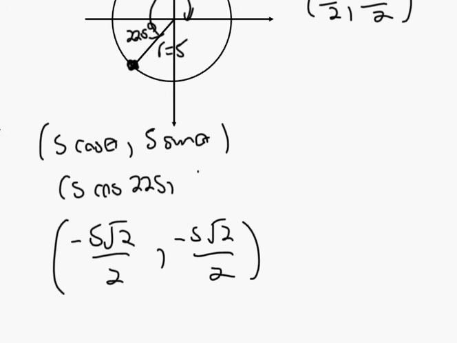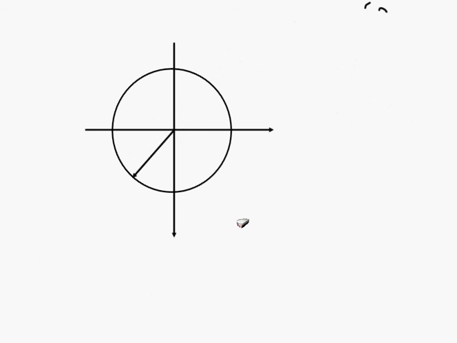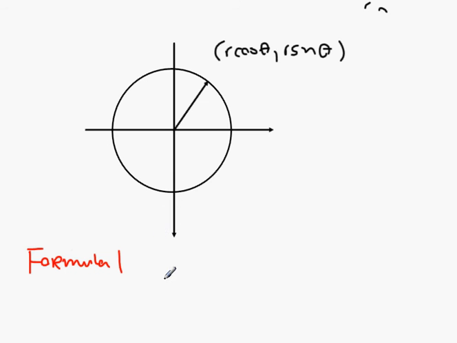Okay. Now, we're going to go back to what you're going to see here, and this is in your notes. Any point on the circle is r cos theta, r sin theta. And what we're going to be asked to prove, this is formula 1, the first formula, is that cos squared A plus sin squared A equals 1. That's what we're going to be asked to do.